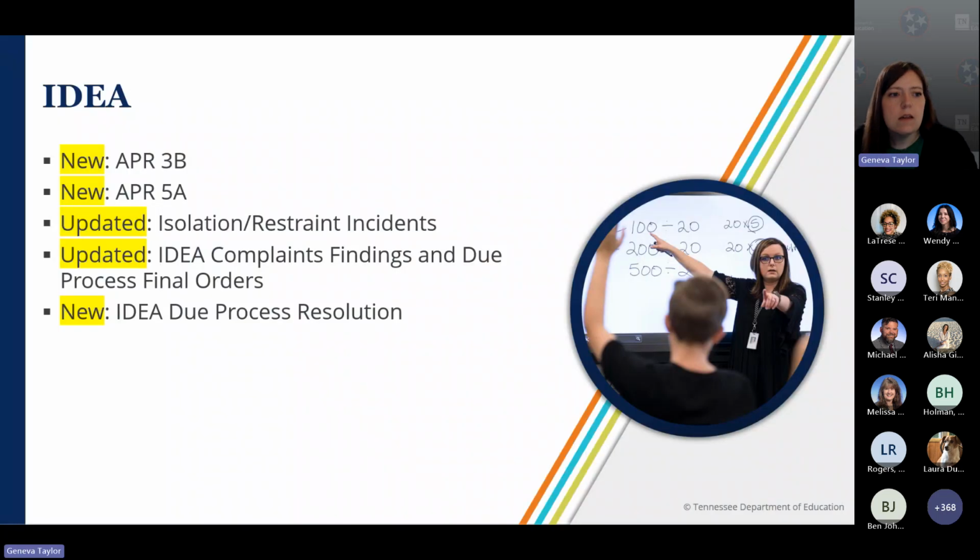For IDEA, I want to cover a few things that are new and updated. Specifically, we are adding in an element for APR 3B and APR indicator 5A to add additional emphasis to those items. We've updated the expectations for isolation and restraint incidents. We've updated IDEA complaint findings and due process final orders, and we've also split out IDEA due process resolution from the one that I just mentioned.